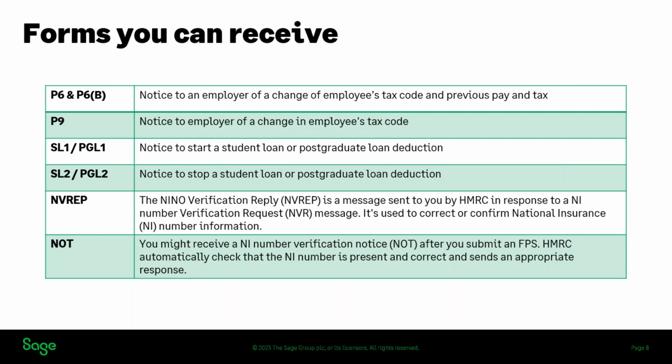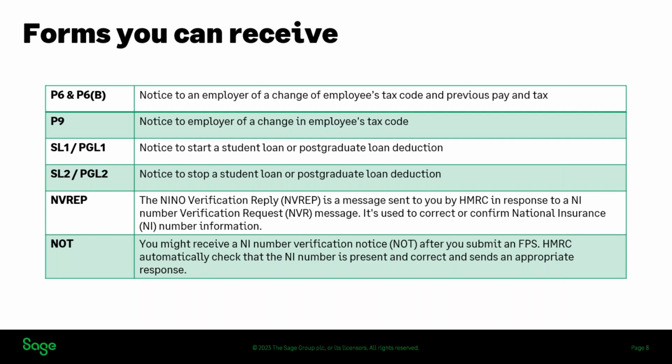You've got SL1 or PGL1 notices, which is a notice to start a student or postgraduate loan deduction. Then the SL2, PGL2 notices are stop notices for student or postgraduate loans. And then you'll also get responses to national insurance verification requests in your mailbox. And you might get a notice for employees where you need to make a change to an NI number. So these are the types of forms that you would receive into the mailbox, which you'll be able to deal with directly in your payroll software.